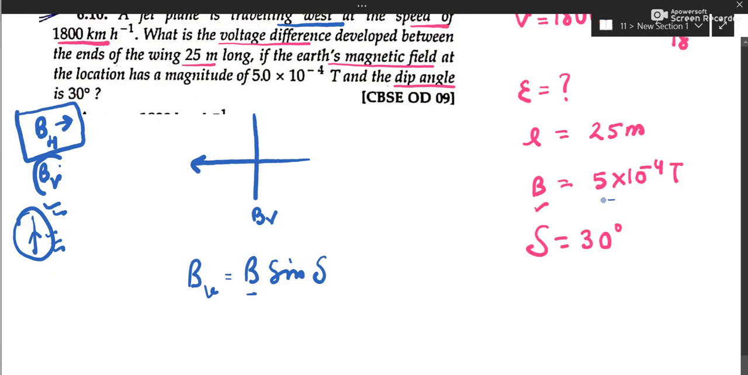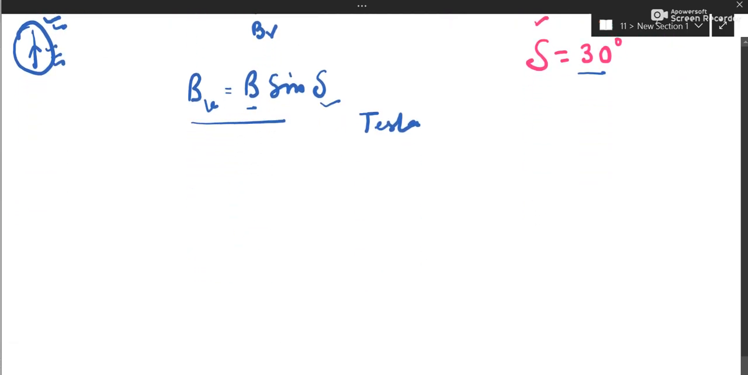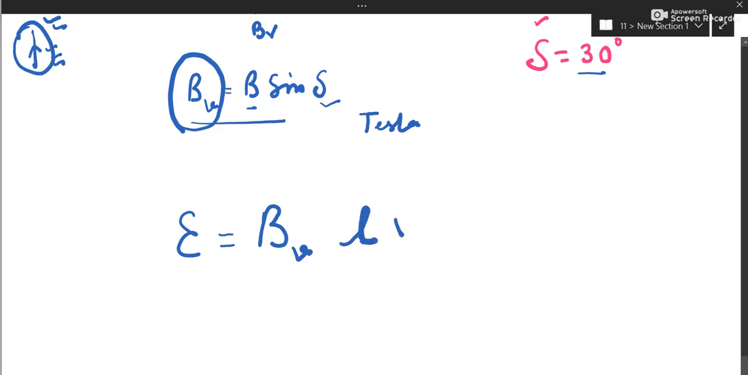B is given, delta 30 is given. Substitute. You'll get this in Tesla. And now we have to find out the motional EMF. Which B will come? This, which is normal to the conductor, the vertical component of Earth's magnetic field. Length is given. Velocity is given. Other things, no problem. So this is how we can find out the voltage difference.